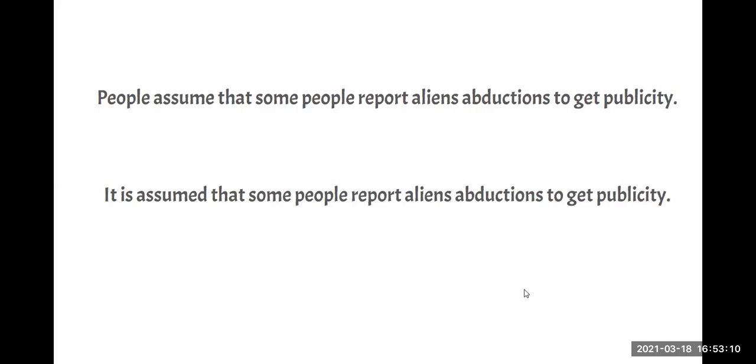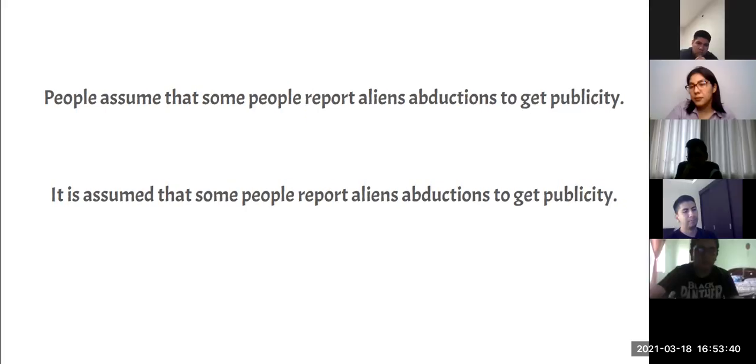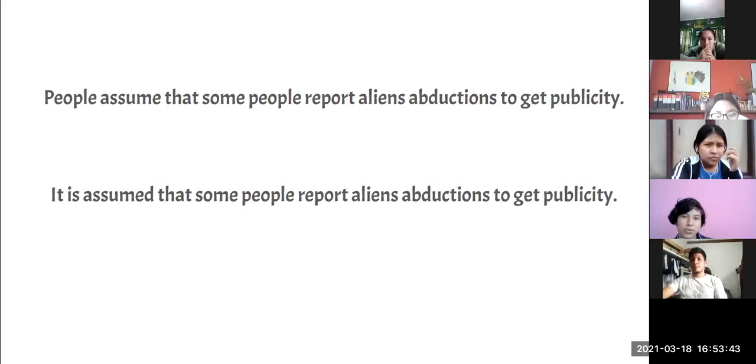It says, people assume that some people report alien abductions to get publicity. And then we have, it is assumed that some people report alien abductions to get publicity. What do you think? Is there any difference in the meaning?